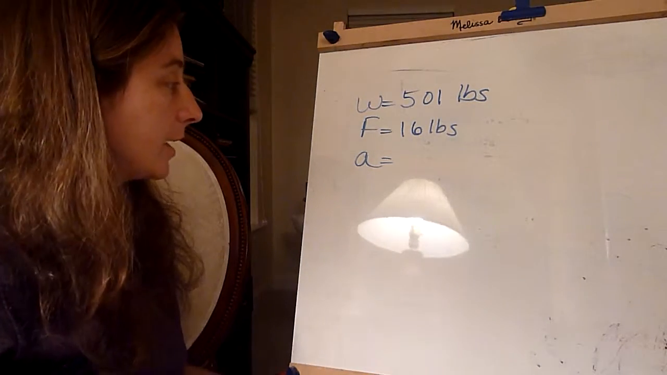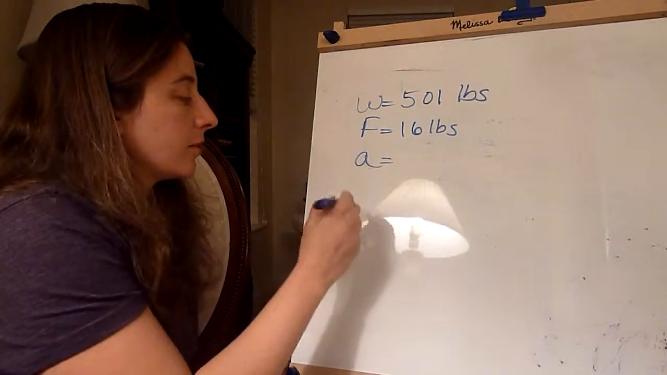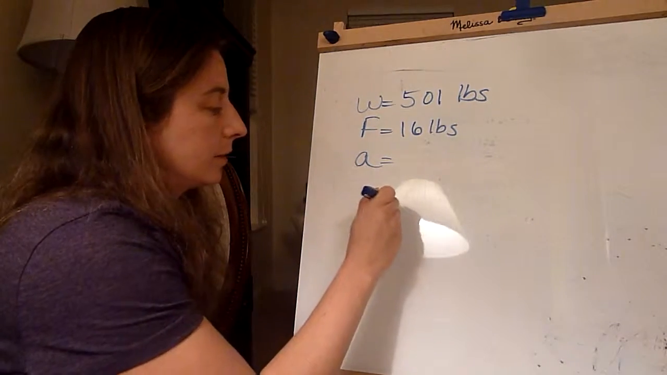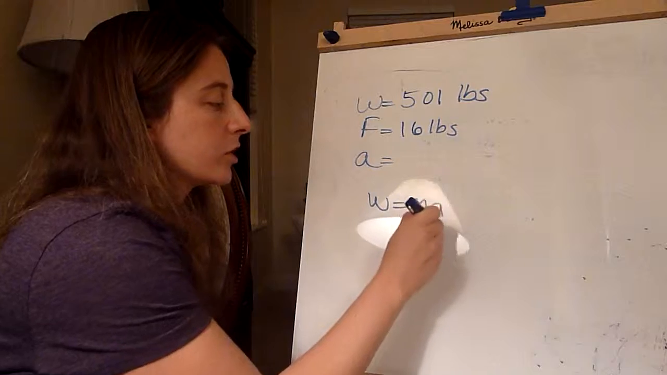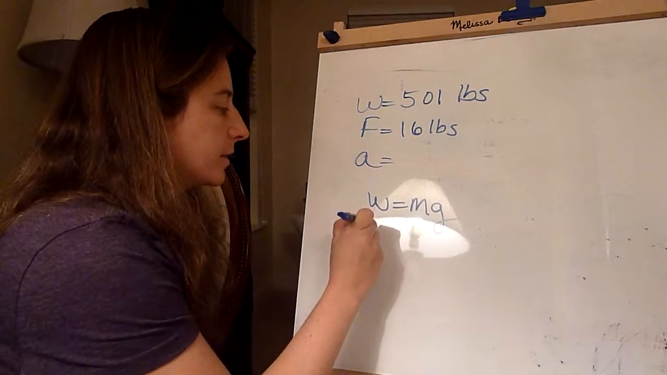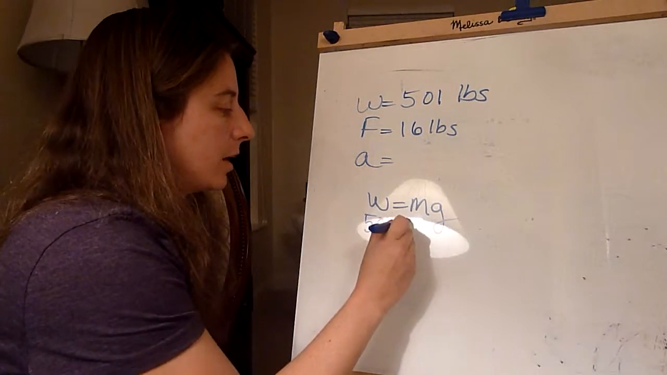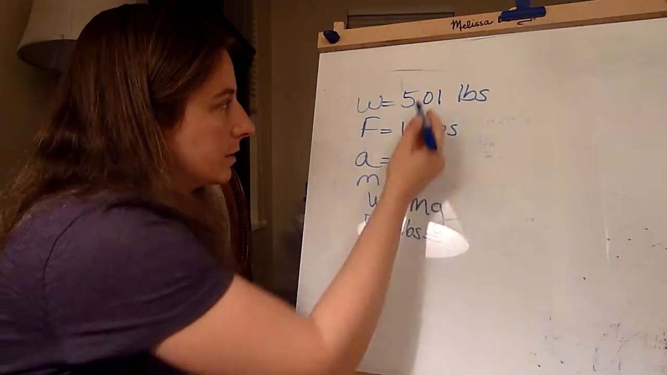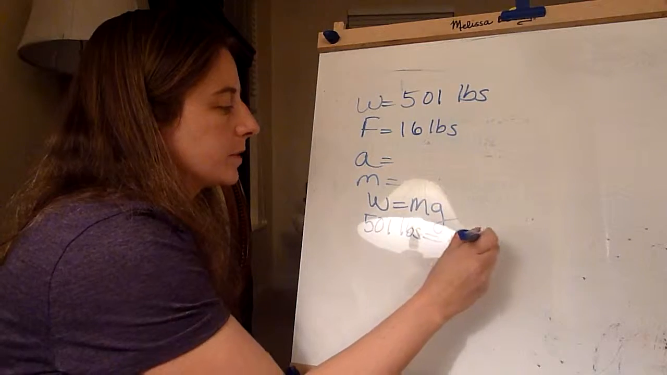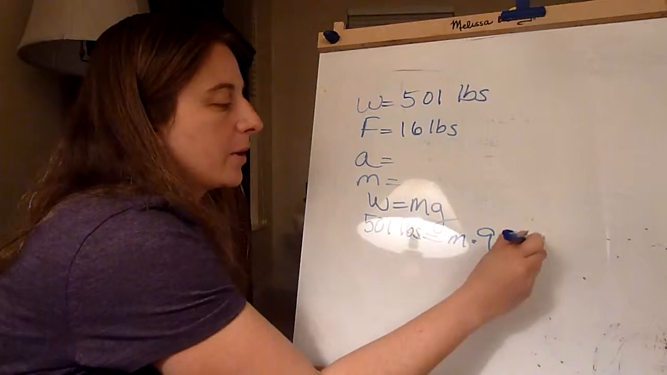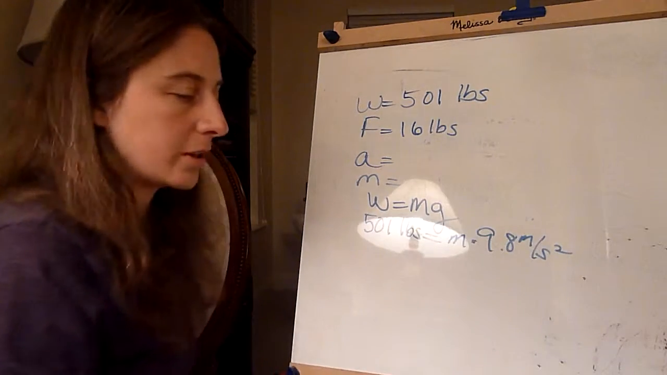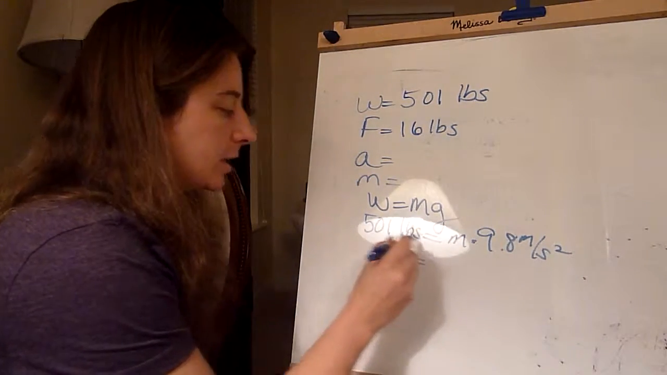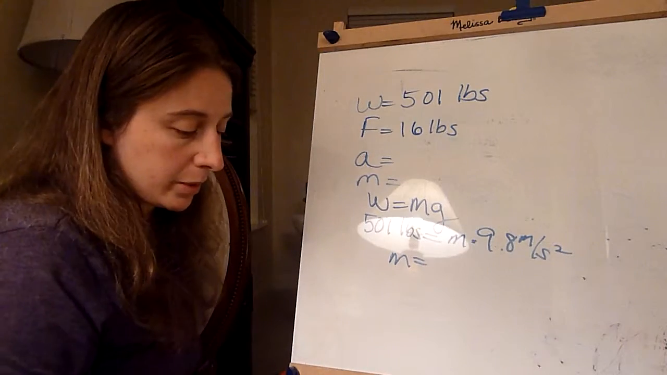So I need to find out a mass, so I can use F equals ma. Well, I have a weight, how do I find mass? Well, I use W equals mg. So my weight, 501 pounds, equals mass times gravity, which we're assuming this pond's on Earth, not many other places where you'd have a frozen pond to skate on. So my mass is going to equal 501 divided by 9.8.